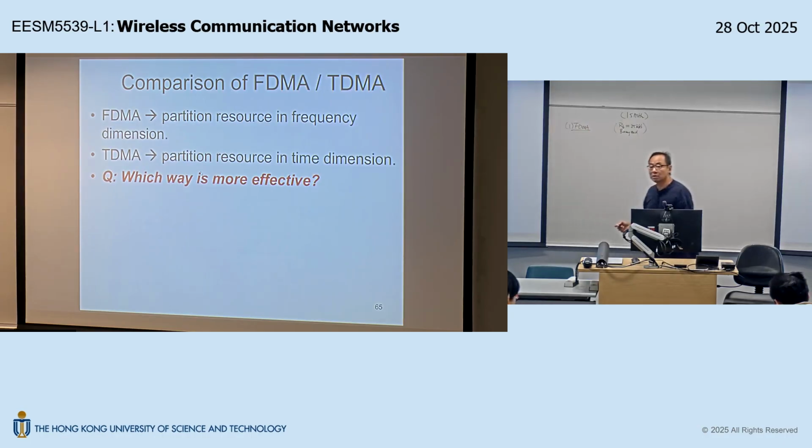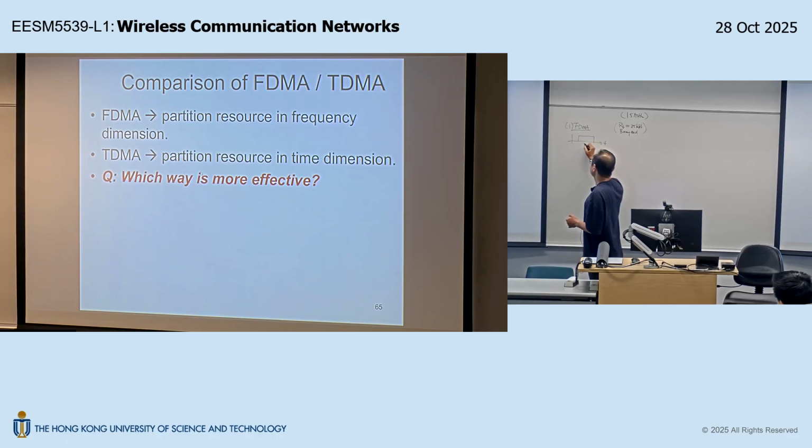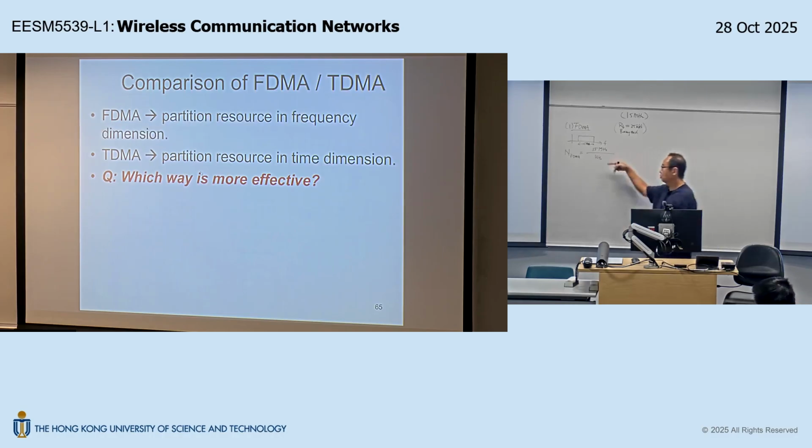Now with FDMA, that means the resource dimension is on the frequency dimension, right? So this is the frequency. This is the 15 megahertz of spectrum, right? So suppose the number of channels we can have using FDMA is simply given by the total spectrum bandwidth I have, 15 megahertz, divided by the transmission bandwidth per user, per channel. That gives you the number of channels that we can partition from FDMA, right?